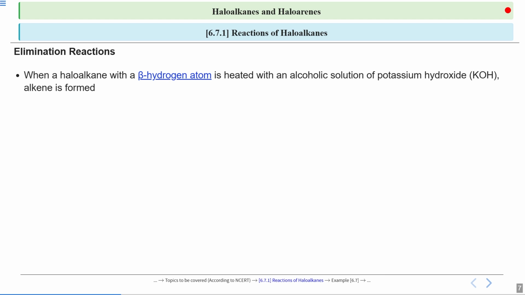Let's understand now the elimination reaction. When a haloalkane with a beta hydrogen atom is heated with an alcoholic solution of potassium hydroxide, alkene is formed. What we are saying is that when you have a haloalkane molecule, haloalkane meaning alkyl halide, in which there is a beta hydrogen atom, and you are heating that haloalkane with the alcoholic solution of potassium hydroxide, then the product you are going to get is alkene. Alkene means the compound where there is the presence of a double bond, the pi bond.